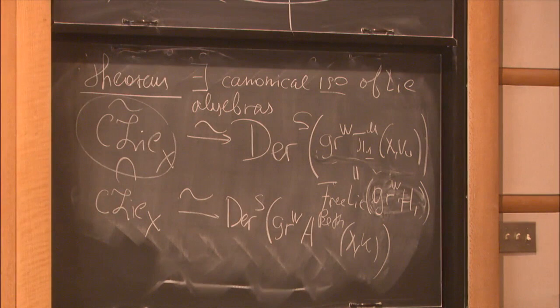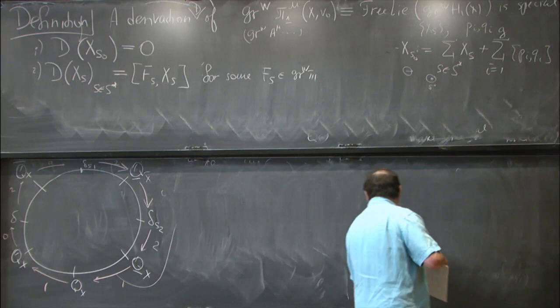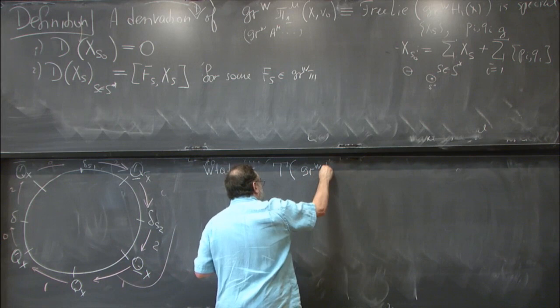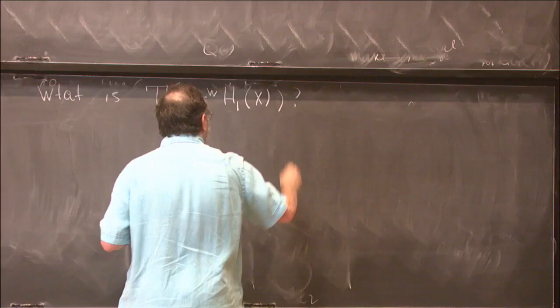Now I'm going to explain how it acts. So I'm going to explain the bottom line, how this silly X acts by special derivations of this tensor algebra of first dimensional homology. So this is the fun part. So first of all, what is the tensor algebra of Gr W of H1 of X? How do we think about this?